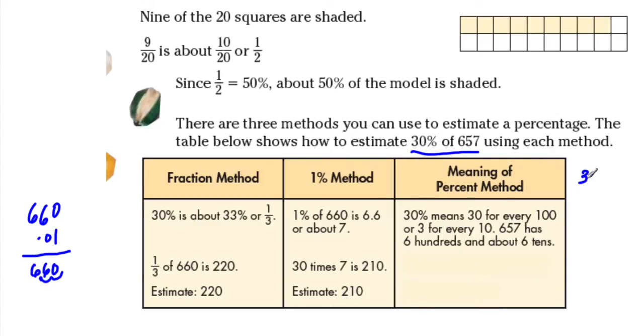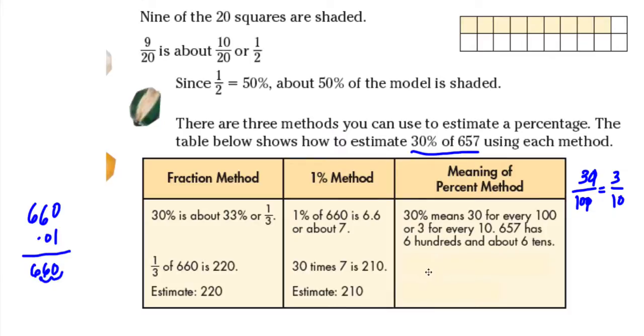Because when you have 30 over 100 and you want to simplify it, cancel those zeros, you end up with 3 out of 10. So 30 out of 100 is equal to 3 out of 10. So going back here, 30% is 30 for every 100, or 3 for every 10. In this case, if you look at 657, there are 6 hundreds and about 6 tens. There are 6 hundreds because there are obviously 600, and about 6 tens because 57 is close to 60. So you have 6 hundreds and 6 tens.